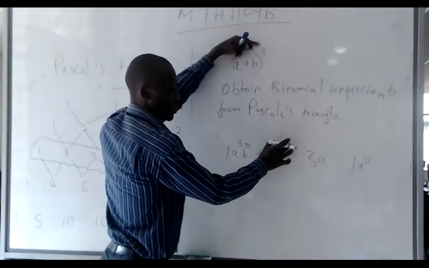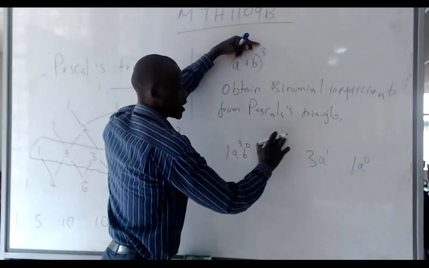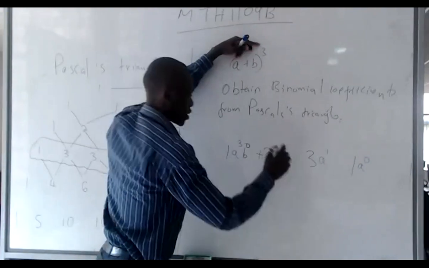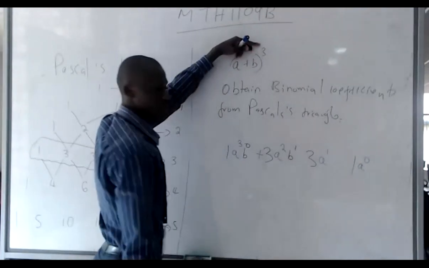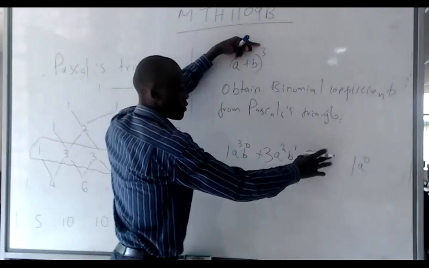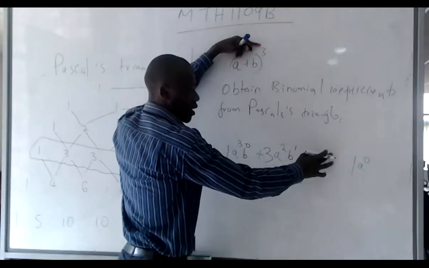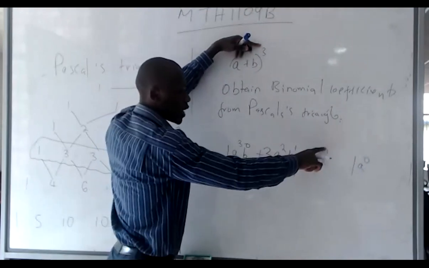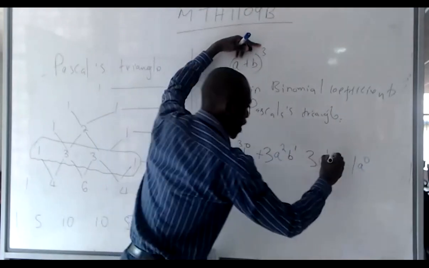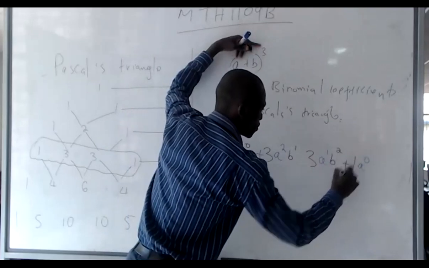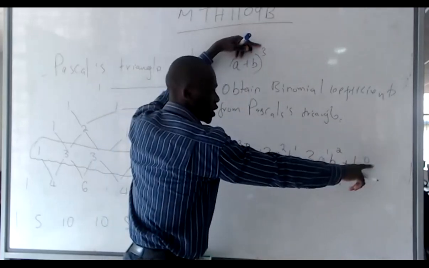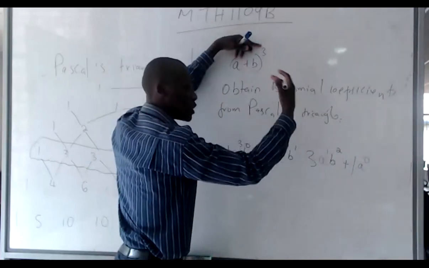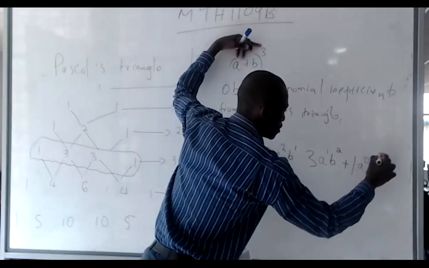Then I move to the second term. I have an A squared, but the sum of the exponents must be 3. So what do I need to add to 2 to make it 3? It's 1. So I have B raised to 1. In the next term, I have an A power 1. What do I need to add to 1 to make it 3? It's 2. So I have here B power 2. Lastly, I have A power 0. What do I add to 0 to make it 3? It's 3. So I have here B cubed.